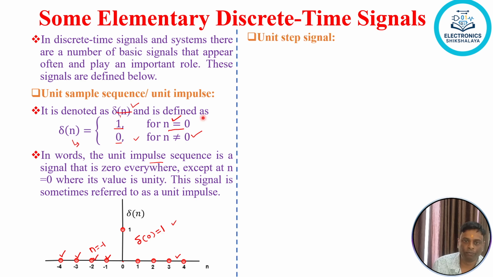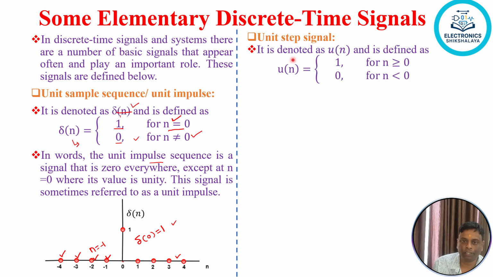Similarly, we have the unit step signal. The unit step signal is denoted as u of n, and defined as u of n equal to 1 for n greater than or equal to 0, and 0 for n less than 0.